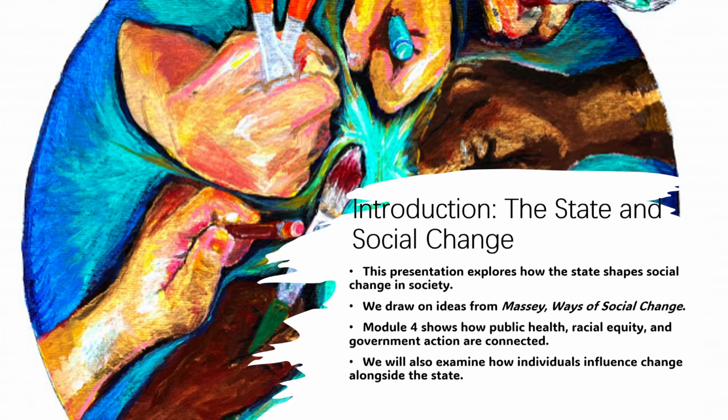In this presentation, I will first explain what we mean by the state and how it influences social change on a large scale. Then I will show an example from Module 4 about how public health and racial equity became connected through state action. After that, I will discuss the limits of state power and finally how individuals contribute to change in important ways. Together, these pieces help us understand how social change happens from both the top down and the bottom up.